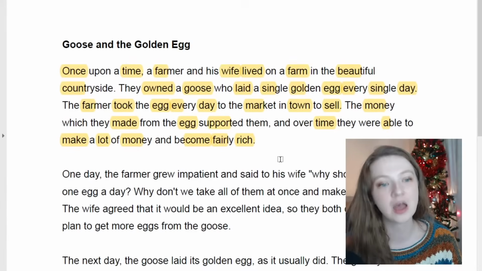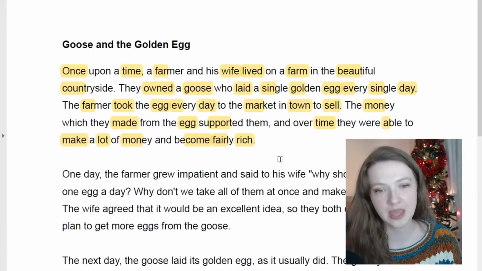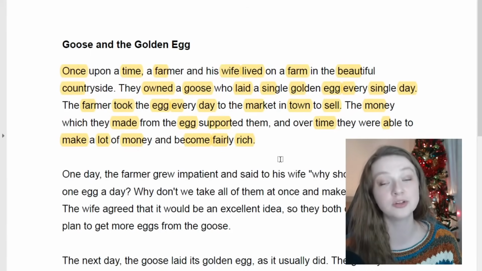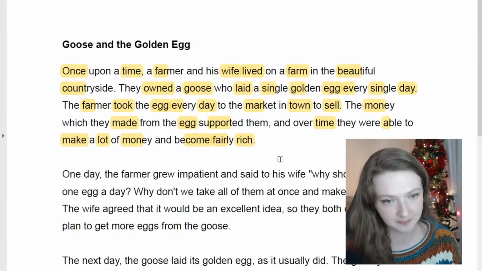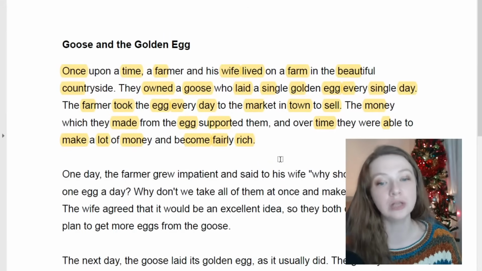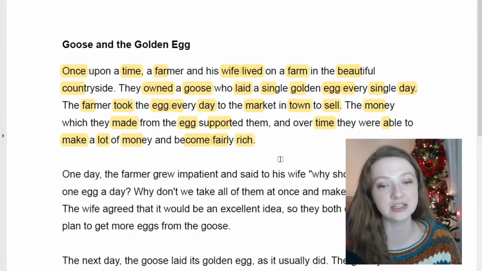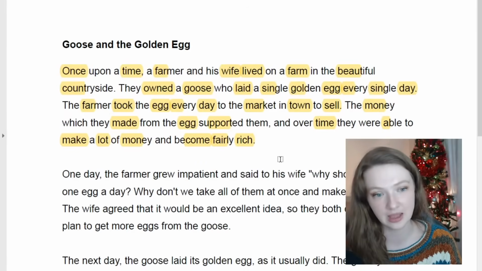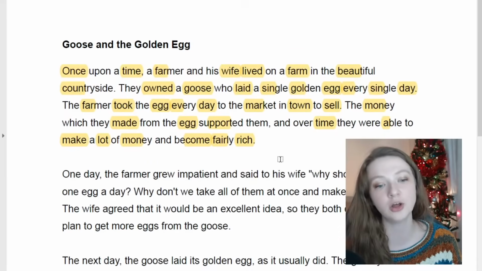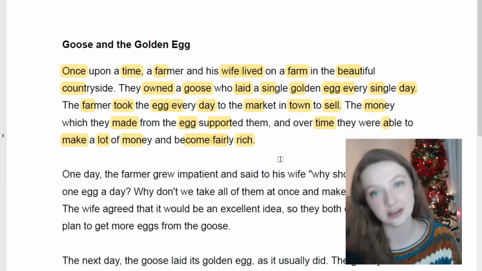Okay? Once upon a time, a farmer and his wife lived on a farm in the beautiful countryside. They owned a goose who laid a single golden egg every single day. The farmer took the egg every day to the market in town to sell. The money which they made from the egg supported them, and over time they were able to make a lot of money and become fairly rich.